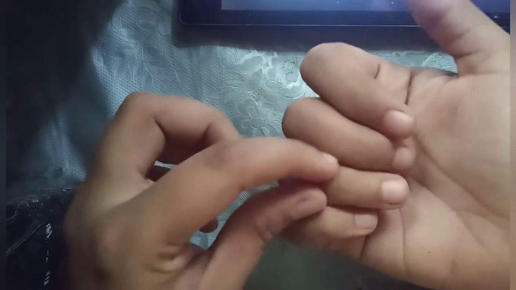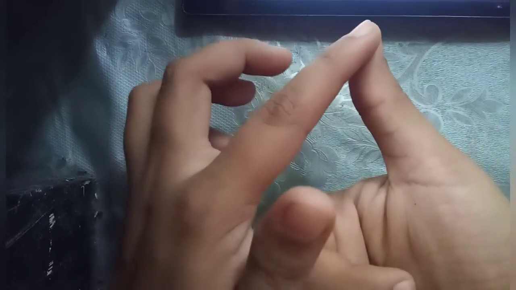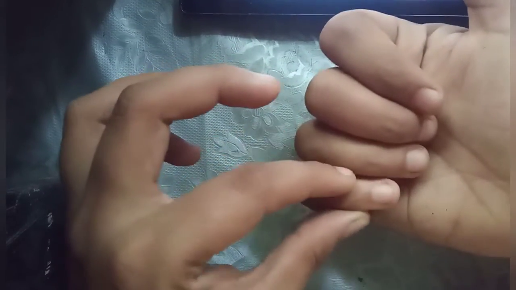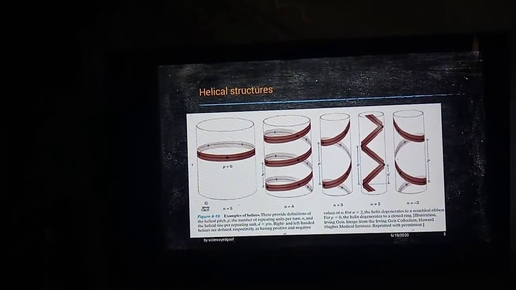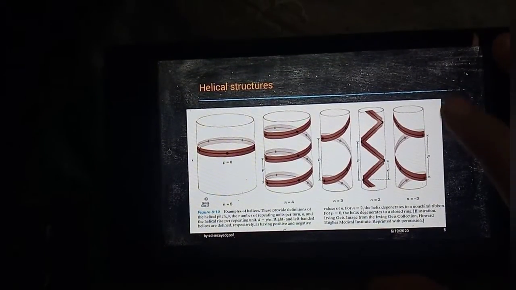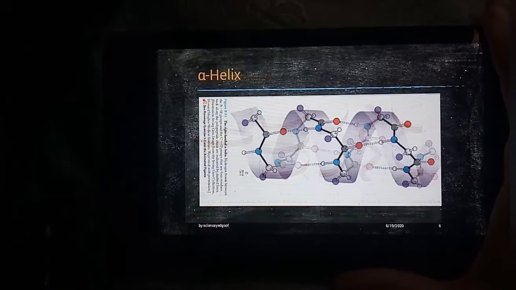And how are these fingers glued together? These are held together by hydrogen bonds. These are the different polypeptide chains, this is the direction, and this is the right-handed helix because it's in the right-handed direction. The polypeptide chains are joined together by hydrogen bonds, so the hydrogen bond acts like a glue.